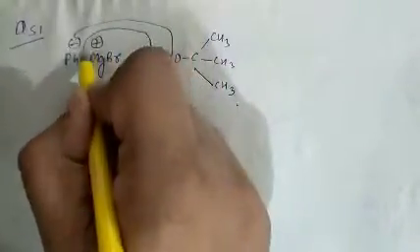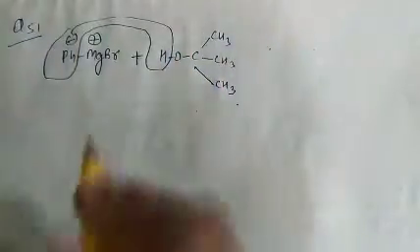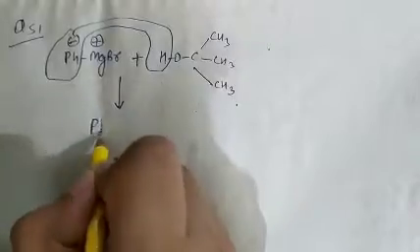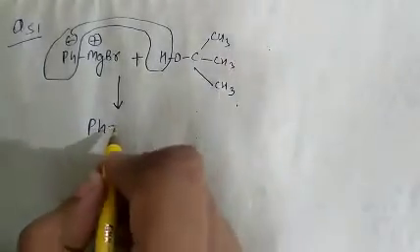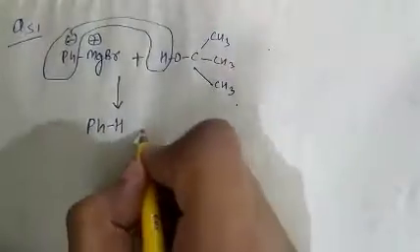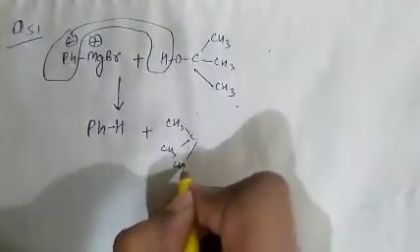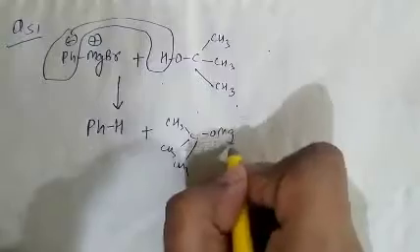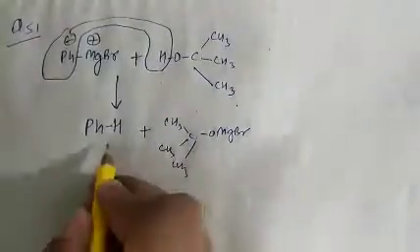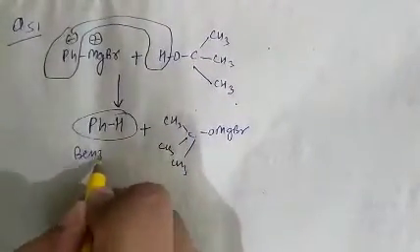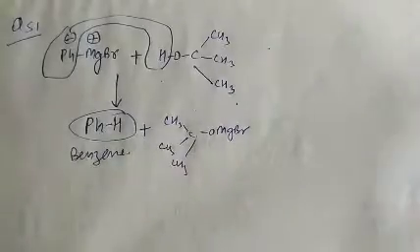This Ph group will abstract hydrogen. So this Ph will remove hydrogen and it forms benzene. So in this acid base reaction, it forms benzene and the byproduct is (CH3)3OMgBr. So benzene is the product formed here. So question number 51, option A is correct.